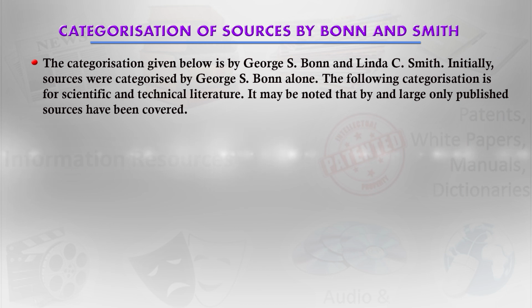Then comes our next categorization. This categorization of sources is given by Boone and Smith. Initially, these sources were categorized by George S. Boone alone. Later on, with some research with Linda C. Smith, he added some more things to this categorization. This categorization is mainly for scientific and technical literature. Here, mainly the published sources are covered by and large.